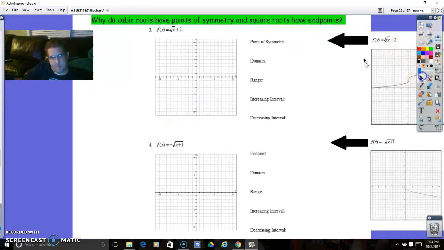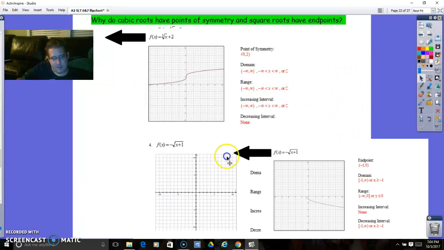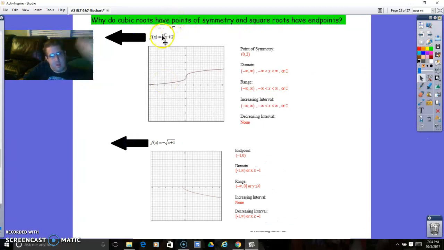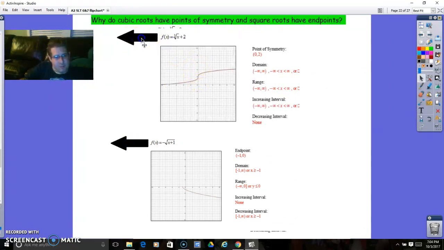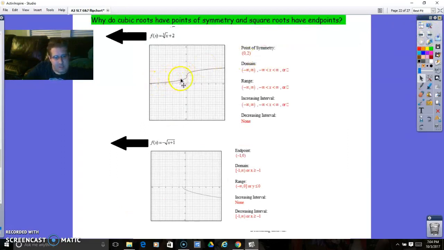Alright, so now for these, I can save myself some time because I've already posted the answers so you can clearly see them. So this is a translation that's been moved up 2. This looks a lot like this one. Okay, so this is the parent function, and this is the one I'm starting with. If I take that same function and slide the whole thing up 2, here's the vertex right here, and this will be this function. Now this is in interval notation, and it's also got inequalities.